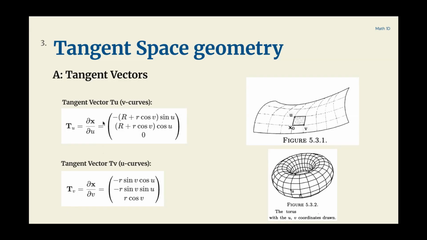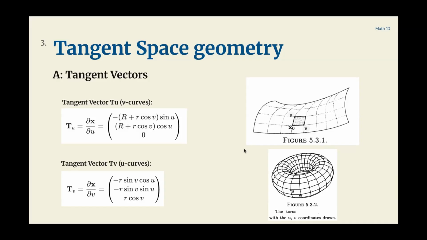And tu is basically just the partial derivative of x with respect to u, and tv is the partial derivative of x with respect to v. Then that's it. So we can see this is like when you go down very, very narrow, then you'll get this space that's defined by these two vectors.